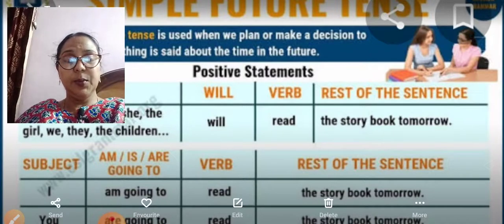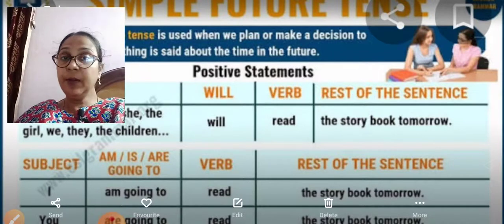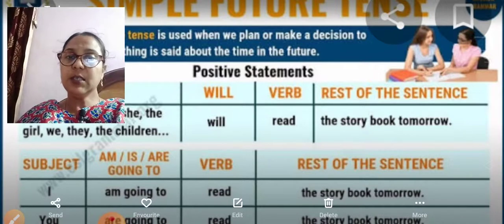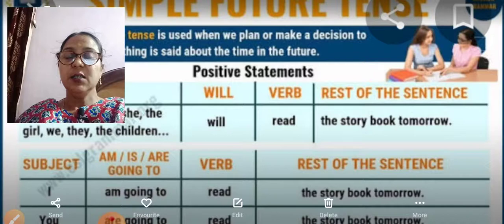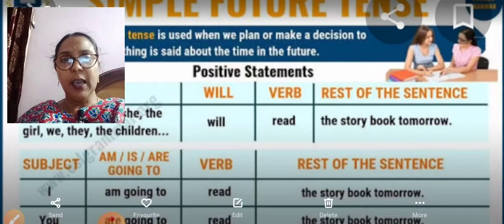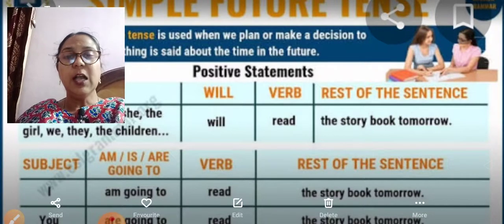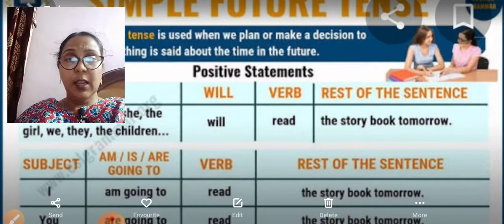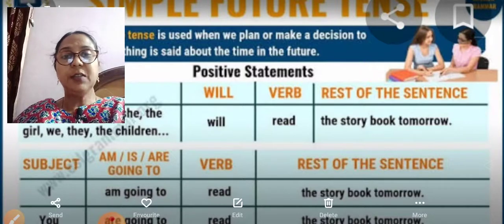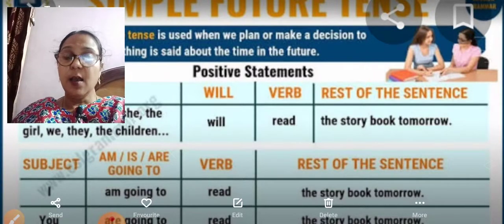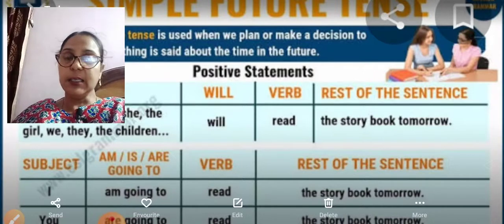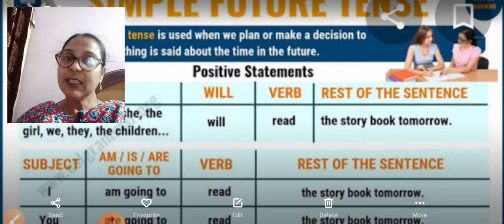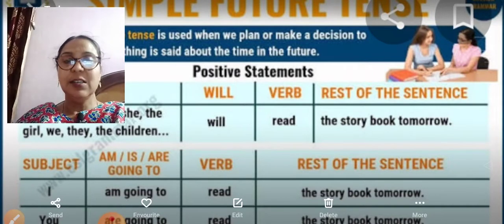And if we are going to make the negative form of simple future tense, what are we supposed to do? We just add not with will and shall. First of all we write the subject, he, she, it, they, I, whatever the subject is, noun or pronoun. After that, will not, or in contraction you can say won't. And after that, the first form of the verb and then other words of the sentence. Then at the end of the sentence, we just put a question mark. That is very important to make interrogative sentences in simple future tense.